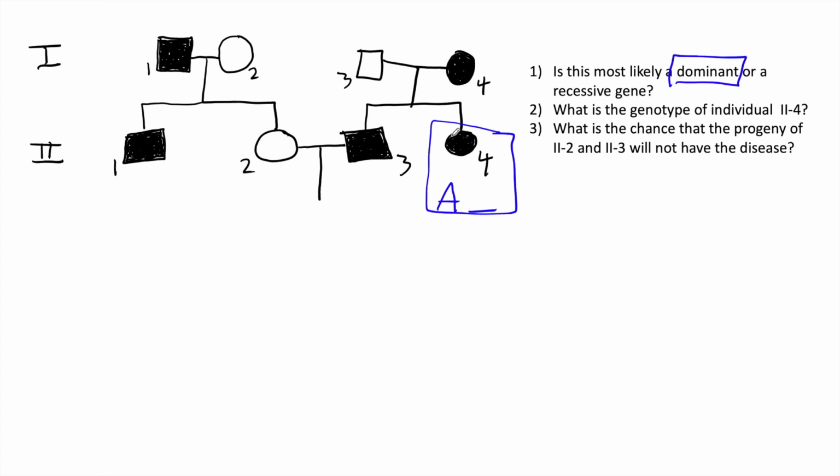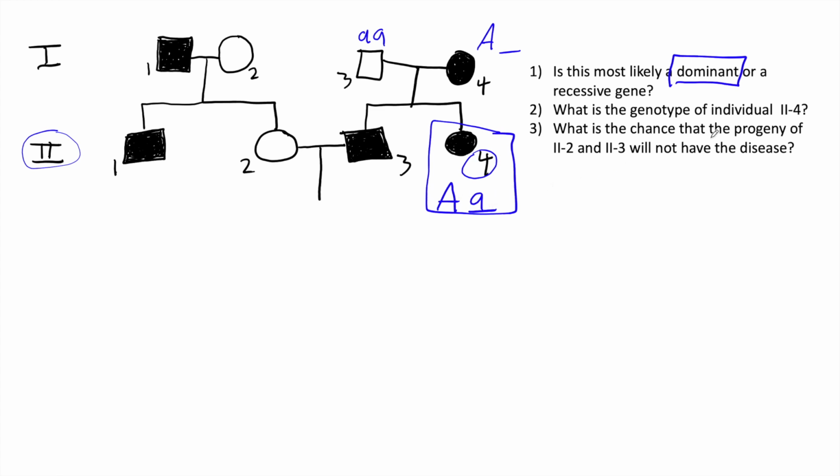Okay, now the reason she has this big A, the reason she's filled in, is because of her mom. Her mom has the disease, so that means she has a big A, and she passed it on to her daughter. The dad is an empty square, so that means he does not have the disease, so that means he's homozygous recessive, two little a's. Now he had to give his daughter something. He didn't have a big A to give, so he had to give his daughter a little a. Okay, so the genotype of individual 2,4 is big A, little a, or a heterozygote.